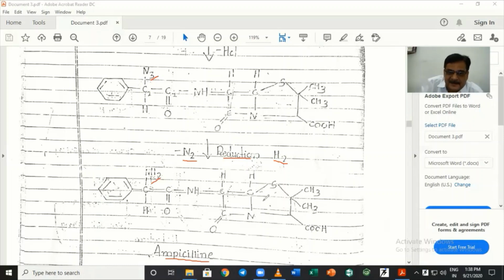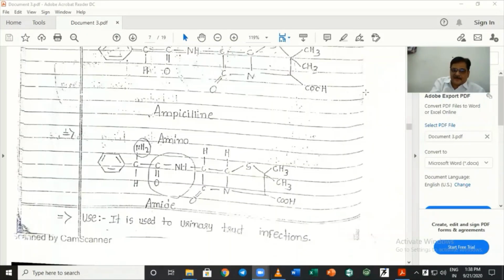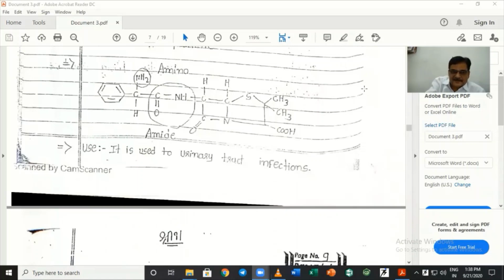This is the beta lactam ring structure, and this is the thiazolidine ring structure. Both are most important for the antibacterial activity. In the next synthesis, our basic skeleton is 6-amino penicillanic acid. This is the final structure of ampicillin, having an amino group, an amide linkage and a free carboxylic acid group. It is also used for urinary tract infection. This is the application of ampicillin.